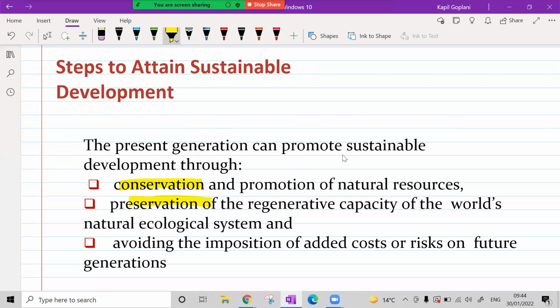What they want to say is, first you have to conserve your natural resources, then only sustainable development will move. Second, you have to preserve the regenerative capacity of your ecological system. If you are not preserving that ecological system, you will not be able to regenerate. And last, avoid the imposition of added cost or risk on future generations. You are putting your future generation at risk because they will not be able to see those resources. They will not be able to have quality air, suppose. In Delhi, you can see the upcoming generation will not be able to have that much enjoyment. So that is a cause of concern, that the present generation should promote sustainable development and conserve the natural resources.